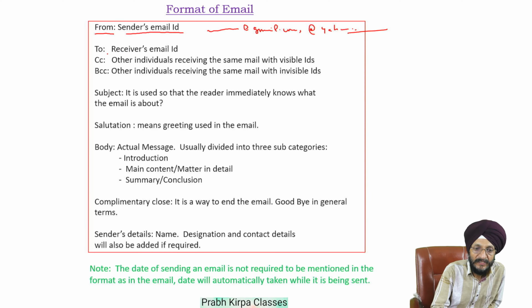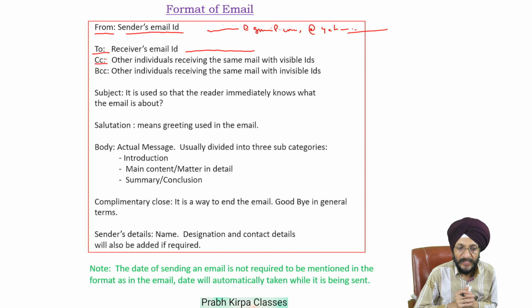Then comes the To field. In this case we have to mention to whom the email is being sent. His or her email address is mentioned here. Then comes CC. CC means carbon copy.